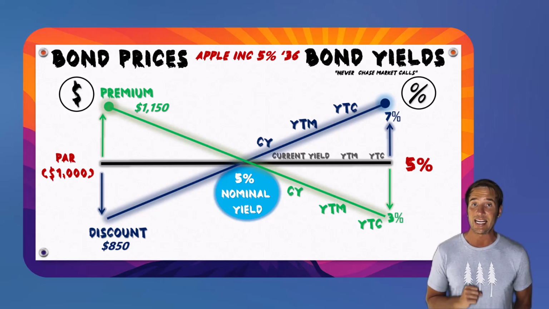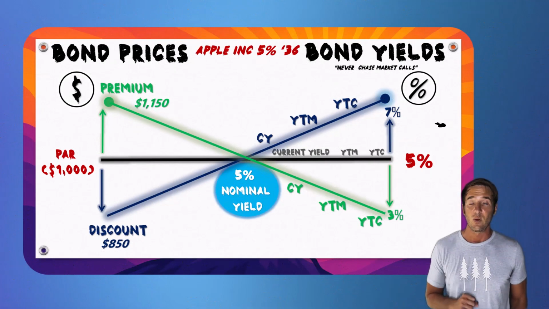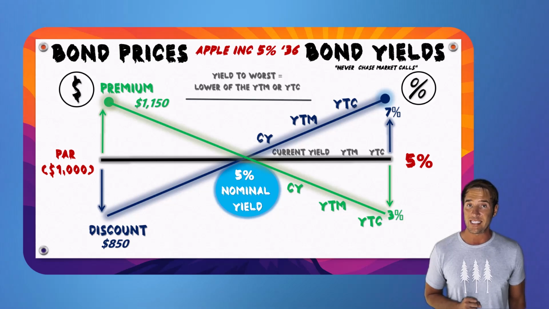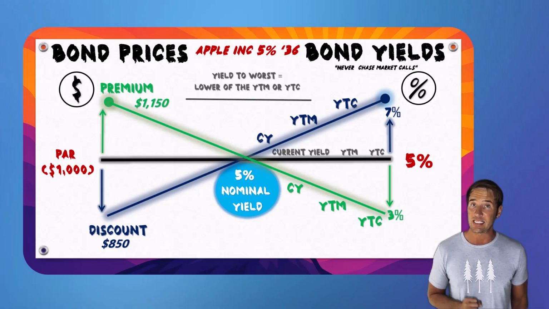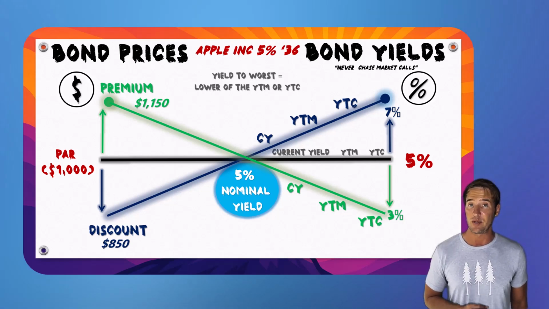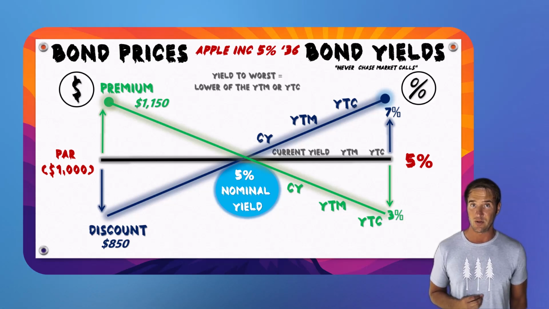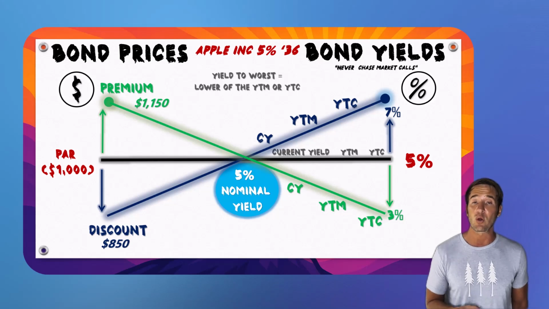Now let me go ahead and introduce to you this concept called the yield to worst. Okay, so everyone, what is the yield to worst? Well, the yield to worst is the lower of the YTM or the YTC, and that can depend on the scenario, whether it's trading at a premium or a discount. But our seesaw can go ahead and determine what the yield to worst is visually, and that's why we use it. Okay, now the yield to worst is important for two reasons.